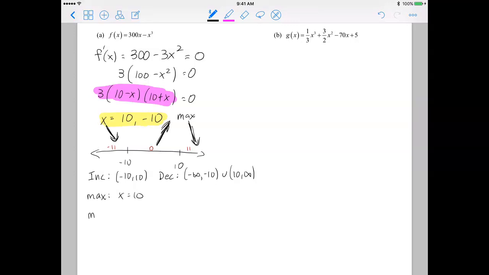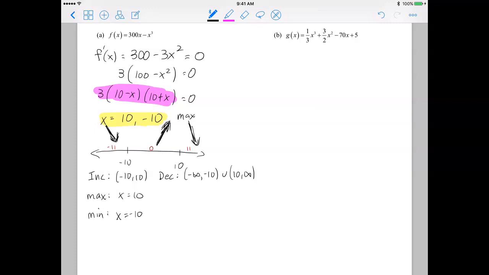So this was a max. Okay, and then similarly, we're going to have a min at x equals negative 10, for the opposite reason: the function went from decreasing to increasing here, which created a minimum at x equals negative 10. Okay, example B, g of x is equal to 1/3 x cubed plus 3/2 x squared minus 70x plus 5.